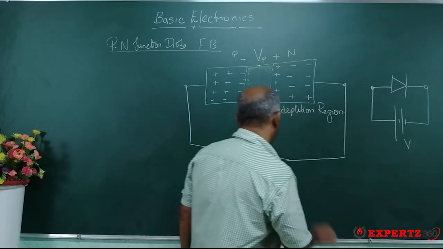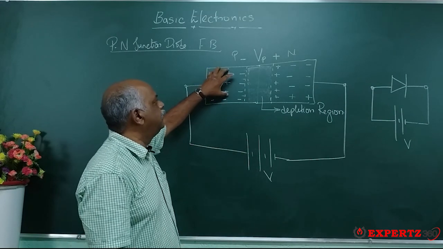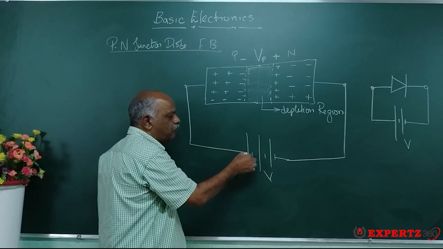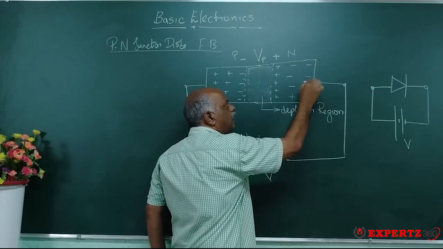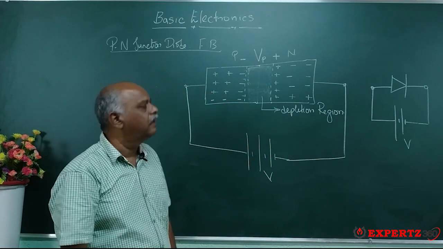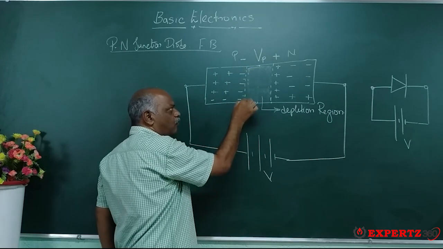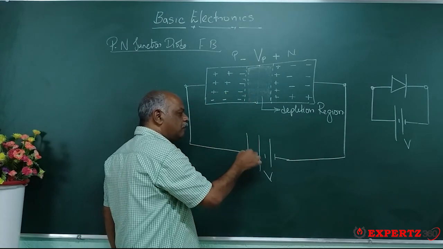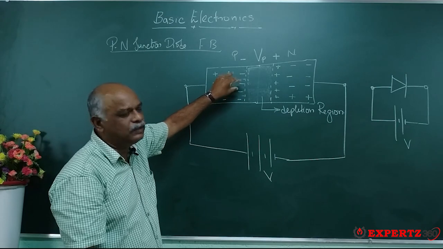It is going to have a V volt. Clear? Now let us see what happens. The majority carriers, the holes in the P-type substrate, are repelled by the positive terminal of the battery. Similarly, the majority carriers, the electrons, are repelled by the negative terminal of the battery. Okay? But the excess charge carriers, the electrons, in the P-type substrate near the junction are attracted by the positive terminal of the battery. That means the number of excess charge carriers is going to get reduced over there, just because they are going to get attracted over here.